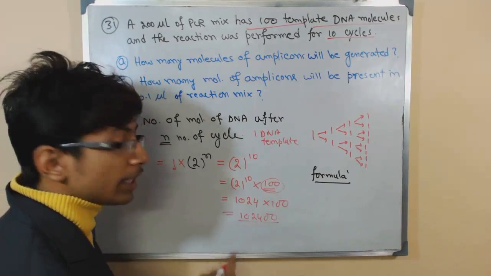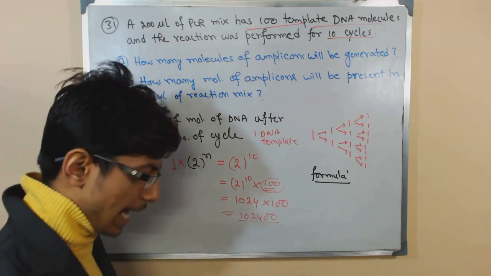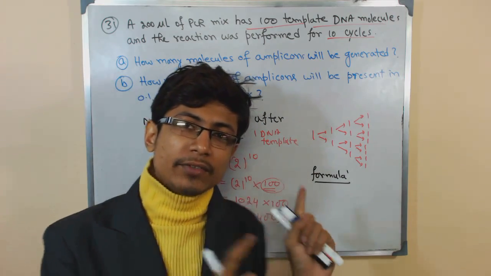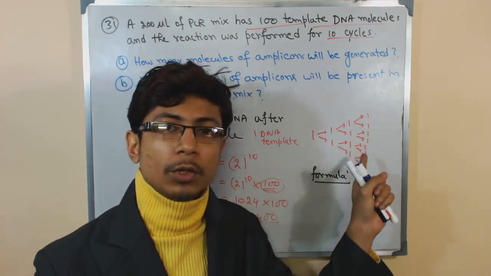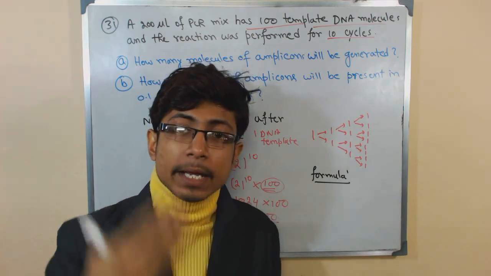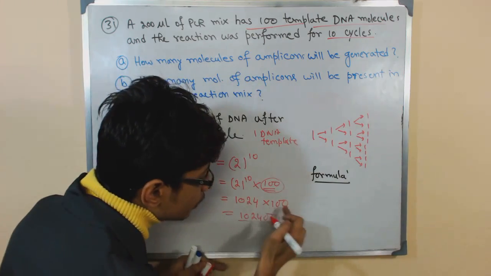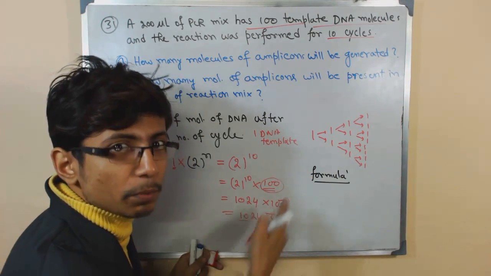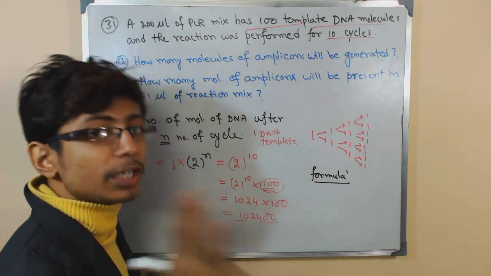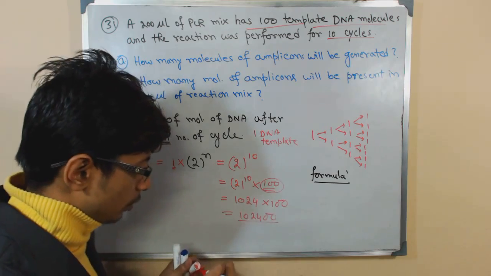Why are we multiplying by 100, not adding 100? The reason is that each of those 100 DNA templates produces this exponential growth. Each time, from each of these 100 DNA molecules, we get twice the number of DNA. That's why I need to multiply by 100, not add 100. That's a very important thing to understand.